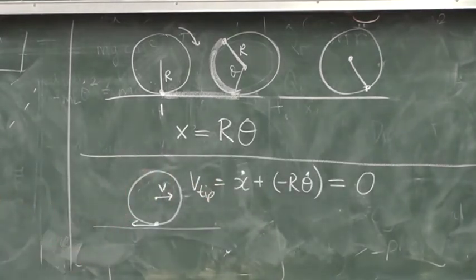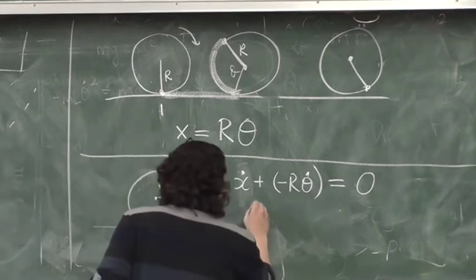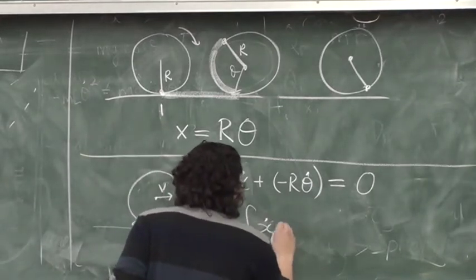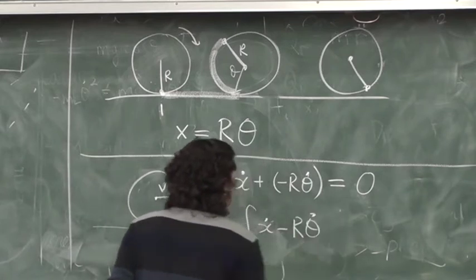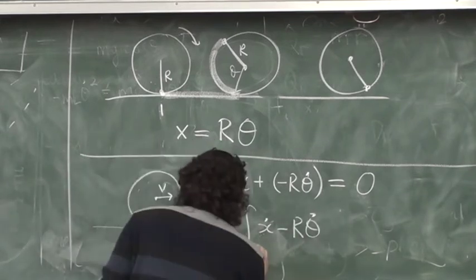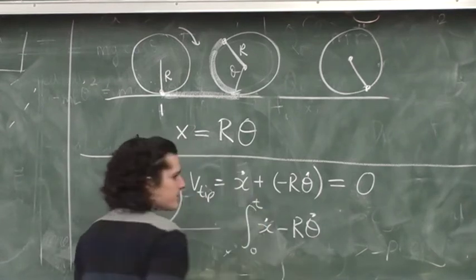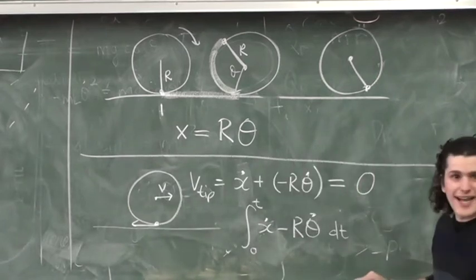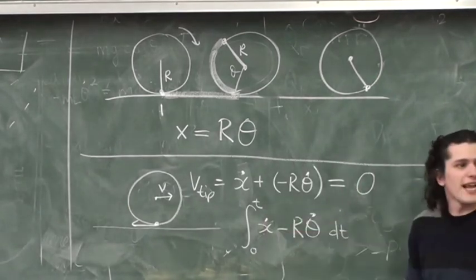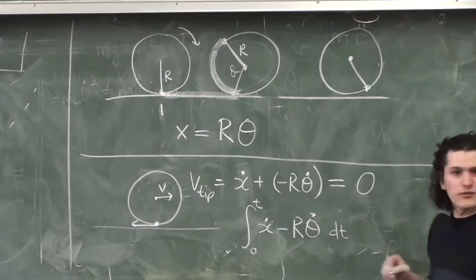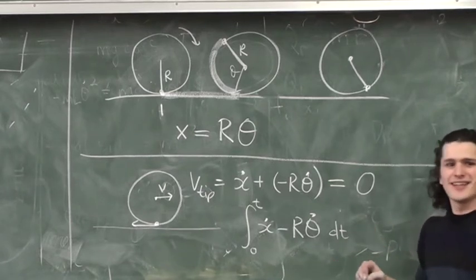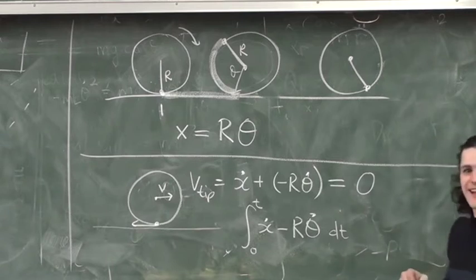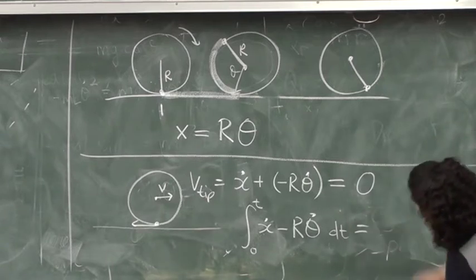And if I require that to be 0, well, presto, I can integrate both sides of that equation, can't I? So, let me integrate. The integral of x dot minus r theta dot, let me include bounds from 0 to t, dt. And here I'm being very lax in notation. I've got a t here and a t here, which you should never do. But if I put an s here, I confuse you more. So I'd rather be incorrect whilst not confusing you as much than correct whilst confusing you.